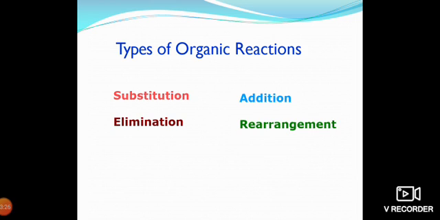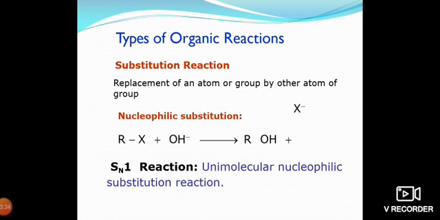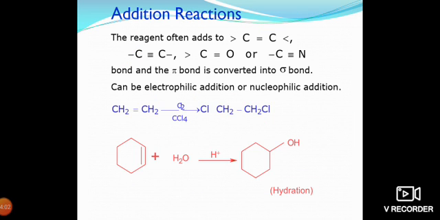Generally, the types of organic reactions are substitution, addition, elimination, and rearrangement reactions. Substitution means replacement of an atom or group by another atom or group. For example, we are taking an alkyl halide. It is replaced by another nucleophile by elimination of X minus, and the place of X minus is taken by OH minus. This is known as substitution. Substitution reactions are of two types, SN1 and SN2.